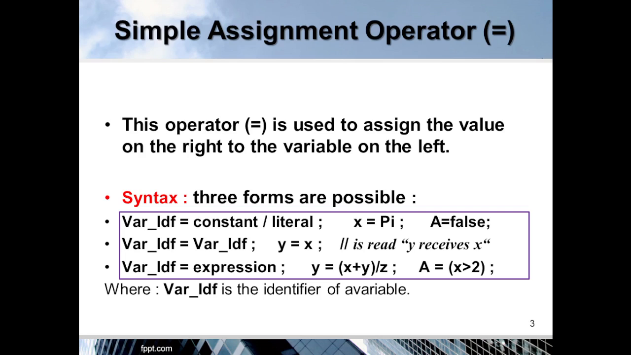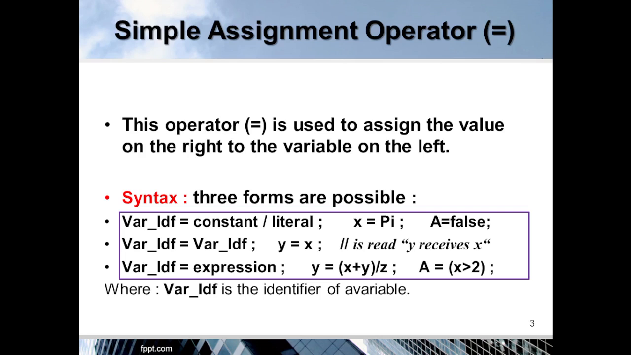The second form of simple assignment is that a variable receives a variable. For example, y receives x. It means that the variable y receives the value of x. In this way, we can say that y is a copy of x، يعني نسخة من x، يحمل نفس قيمة x. And we read it y receives x، يعني y يأخذ قيمة x.